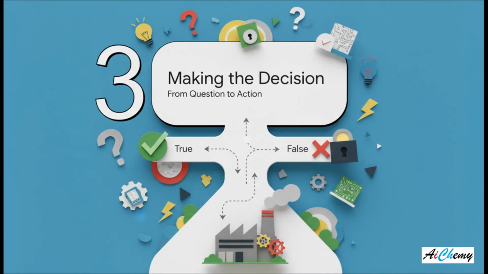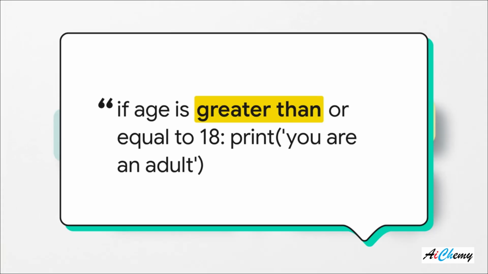All right, so our program can ask a question and it gets a true or a false. Big deal, right? Well, yeah, it is a huge deal because now we can turn that answer into an action. This is where the magic really starts to happen. And this is the main tool for the job, the if statement. It's really as straightforward as it looks.